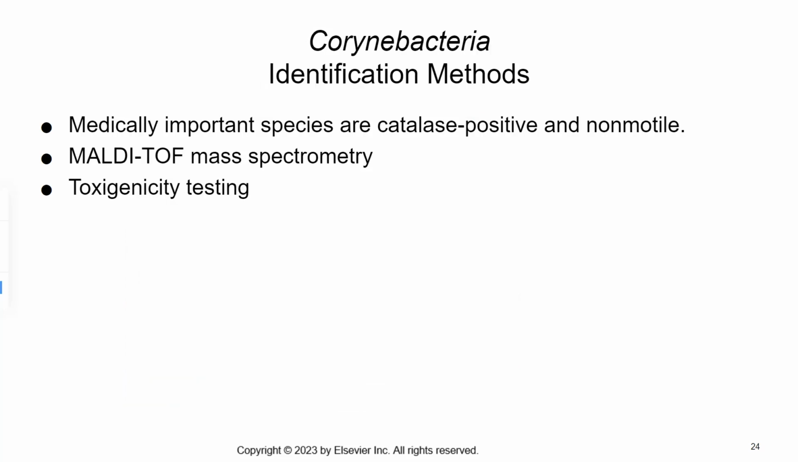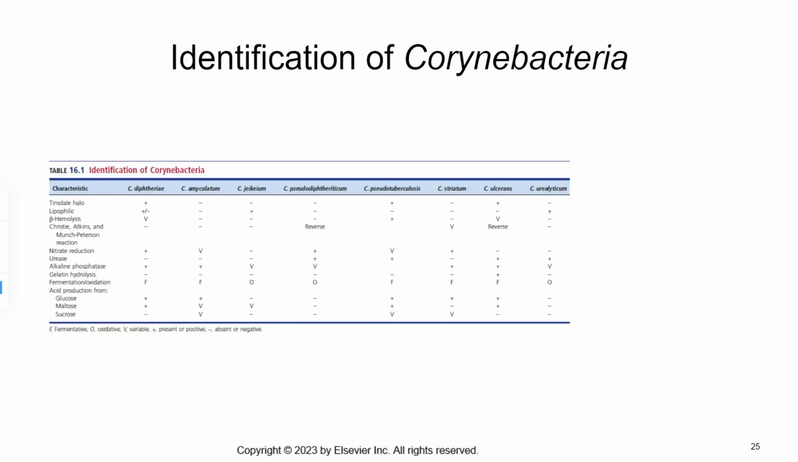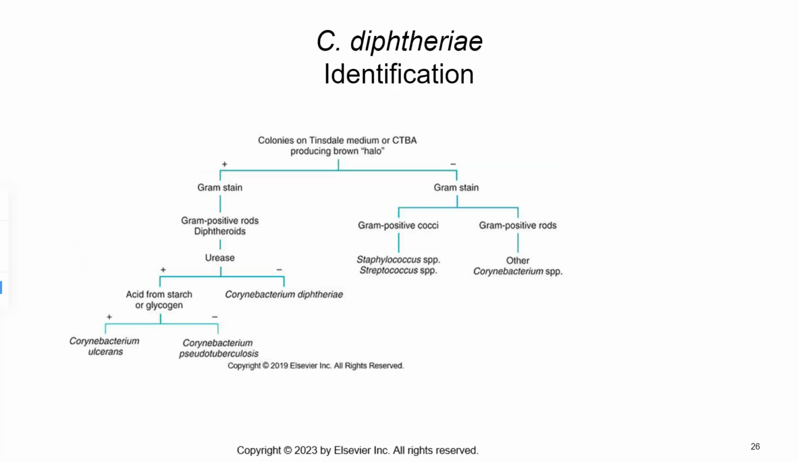Identification methods: medically important species are catalase positive and non-motile. MALDI-TOF mass spectrometry and toxigenicity testing are available. And here is a breakdown of different types of Corynebacteria species. And another flowchart for the identification of Corynebacterium diphtheriae.